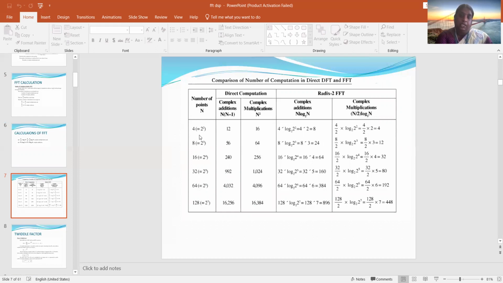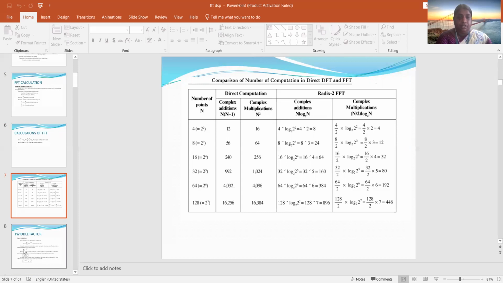For example, take a 4-point DFT. The complex additions in the direct computation method are N into N minus 1, so 12, and the complex multiplications are 16. But by using the radix 2 method, the complex additions are N log 2 N, that is 4 into 2, which is 8, and the complex multiplications are N by 2 log 2 N, so 4 by 2 into log 2 of 4, which is only 4. Similarly, we can do it for 8-point and 16-point FFT. So in the 4-point case, the complex additions are 12 and the complex multiplications are 16 for DFT, but for FFT the complex additions are 8 and the complex multiplications are only 4. This is how much we are reducing the additions and multiplications.